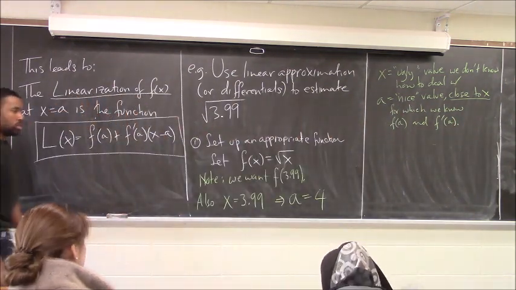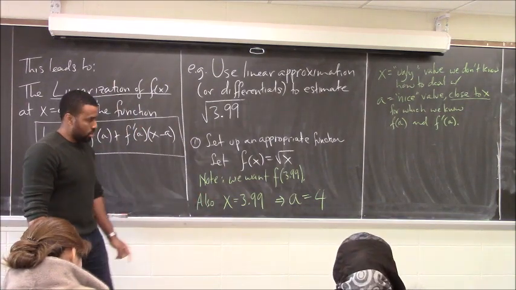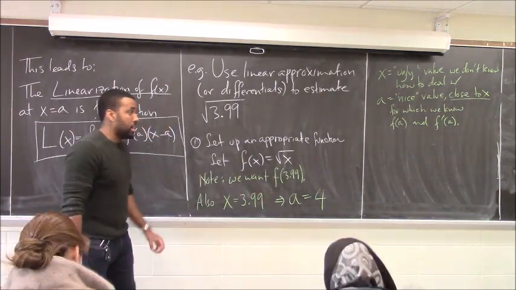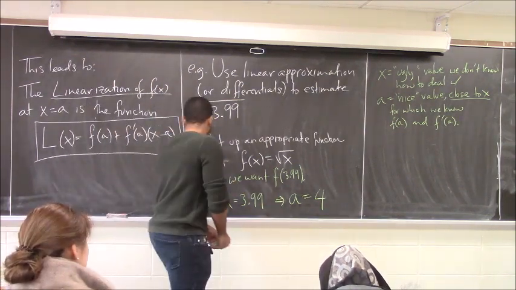So that's the idea. Pick a nice number close to the value that you actually care about. We care about this value here, but we don't really know what's going on there. Let's pick somewhere close to that, and let's create a tangent line at that nice point.